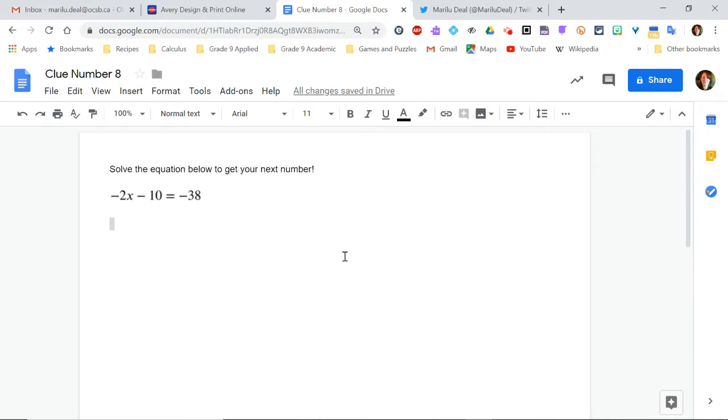Clue number 8 involves solving an equation to determine the value of x. The answer you get will be the next number you need to determine the 8th letter of the word jumble.